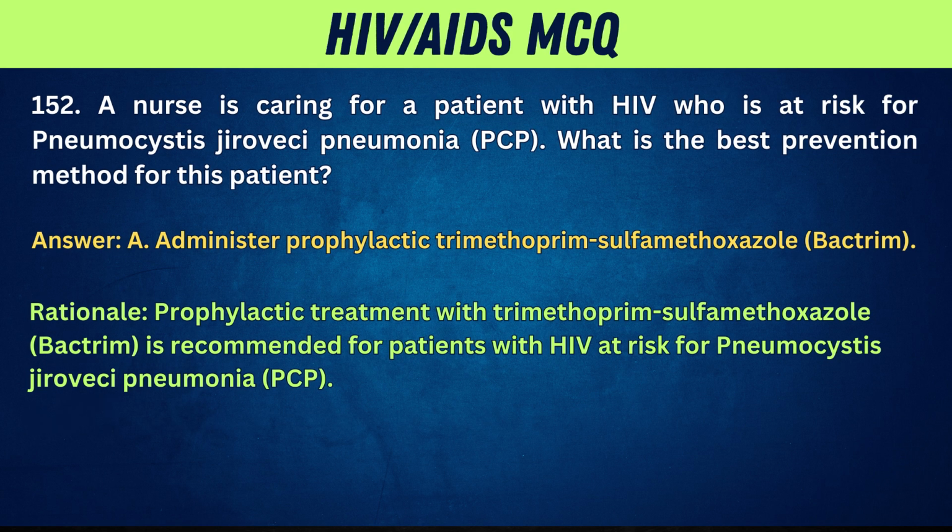Answer: A. Administer prophylactic trimethoprim sulfamethoxazole, Bactrim. Rationale: Prophylactic treatment with trimethoprim sulfamethoxazole, Bactrim, is recommended for patients with HIV at risk for pneumocystis jirovecii pneumonia, PCP.